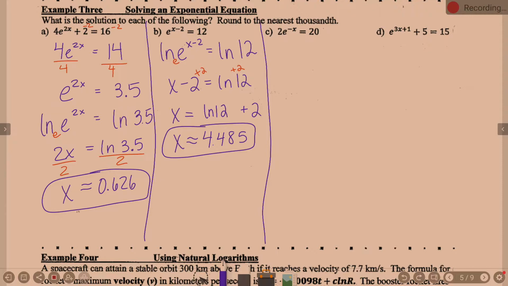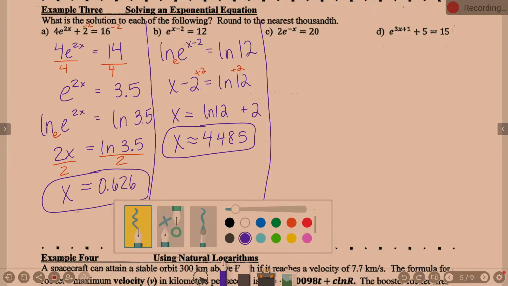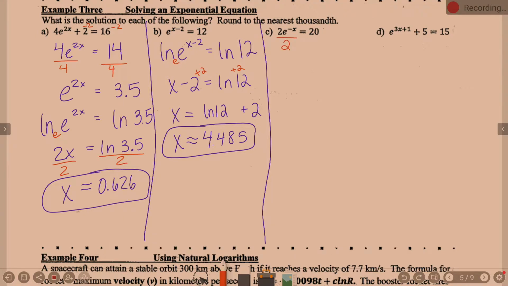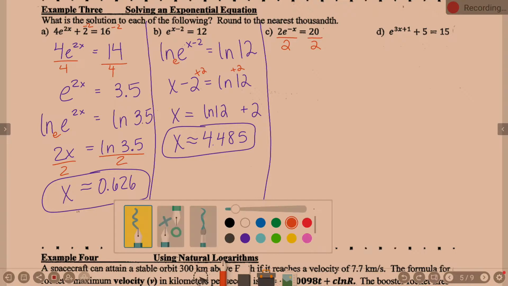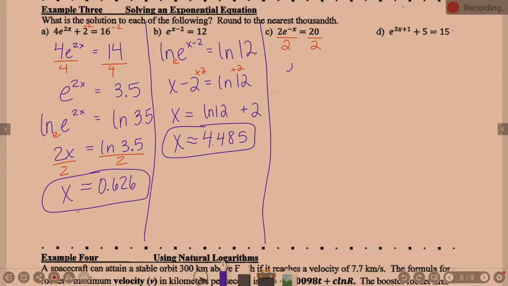C. 2e to the negative x equals 20. Is my power by itself? Not quite. I need it to just be e to the power. So I need just e to the negative x, nothing added to it, which is fine here, but nothing multiplied by it. So how do we get rid of the 2? We're going to divide by 2. So then I have e to the negative x equals 20 divided by 2, which is 10.